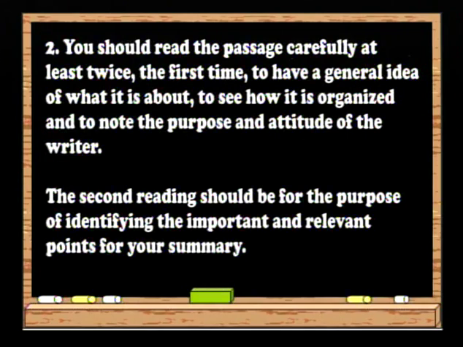You should read the passage carefully at least twice. The first time, to have a general idea of what it is about, to see how it is organized, and to note the purpose and attitude of the writer. The second reading should be for the purpose of identifying the important and relevant points for your summary.